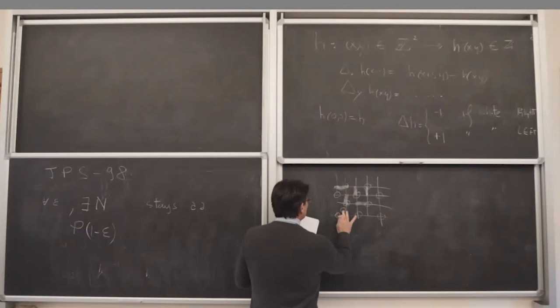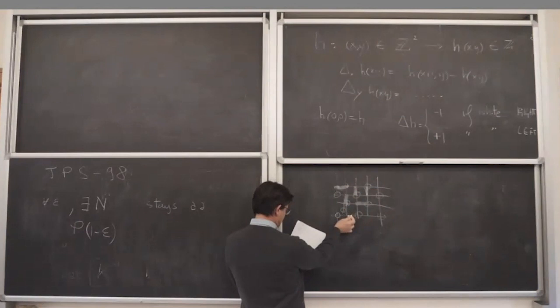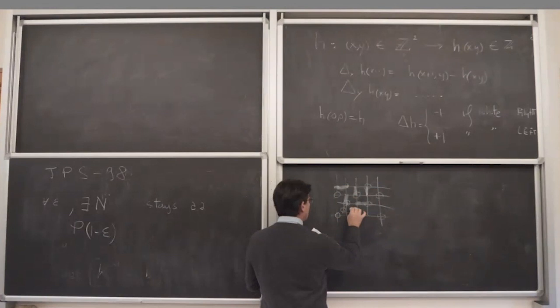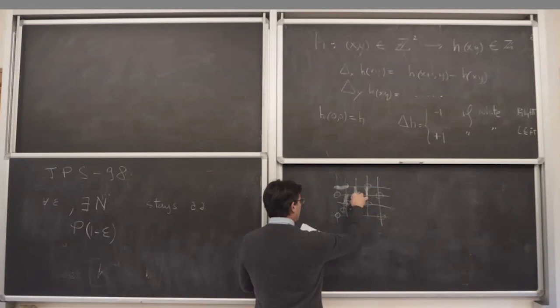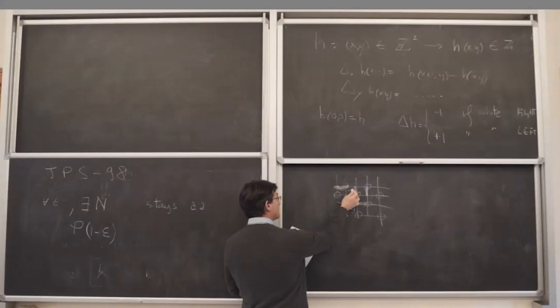Then I go one step to the right. My white vertex is on the right when I move in this direction, and so I have to apply the rule minus one. If I move from here to here, the white vertex is again on the right, so I will have minus two. If I go here, I will have minus one, because now my white vertex is here. I am going this way, so it is on the left.